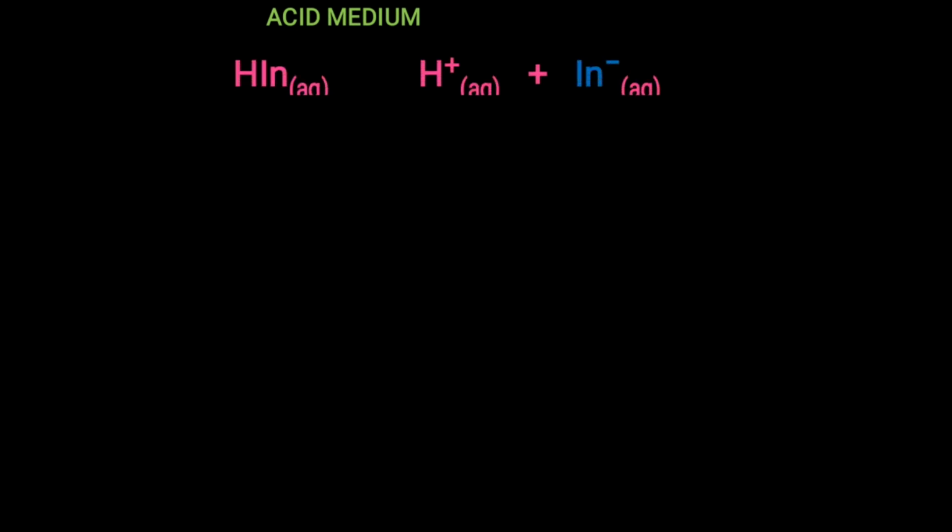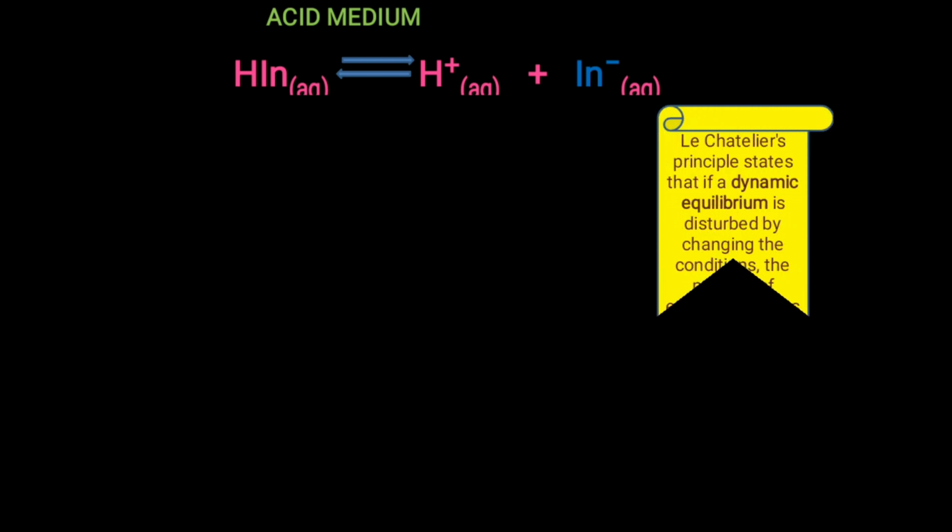Consider HIN, a weak acidic indicator, placed in acidic medium. Its ionization will not take place because in acidic medium the concentration of H+ ions is more. Any reaction which further increases the H+ ion concentration will not take place. This phenomenon can be explained by Le Chatelier principle.